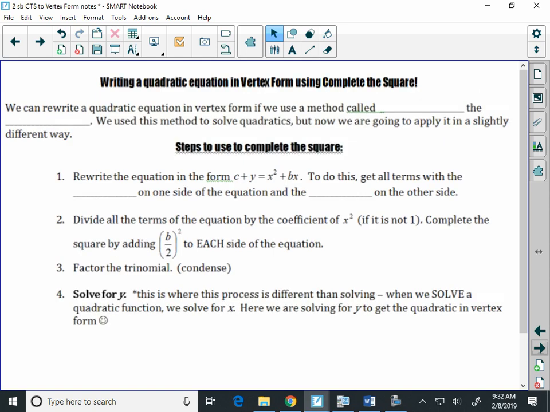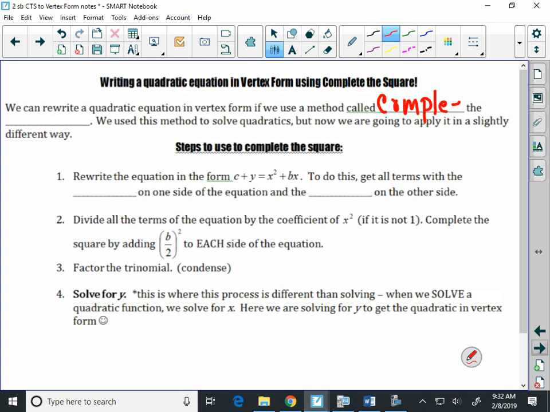The way we're going to do that is we're going to use completing, oh, got to spell it right. We're going to use complete the square to do this. And my steps here are a little bit different from what's on your paper, but I think we can get it fixed up relatively simply.